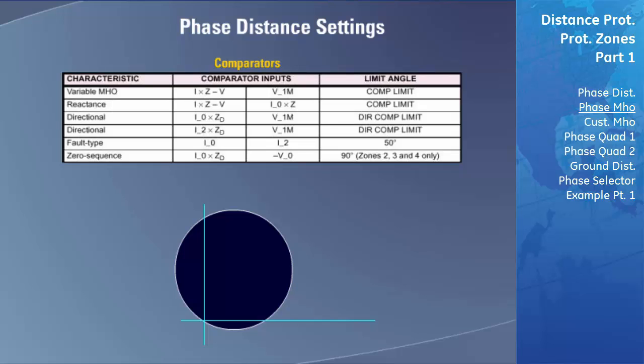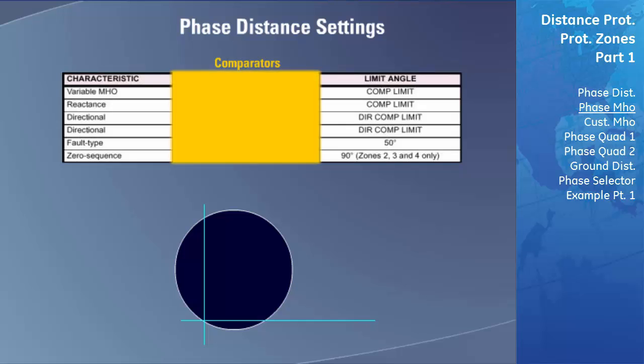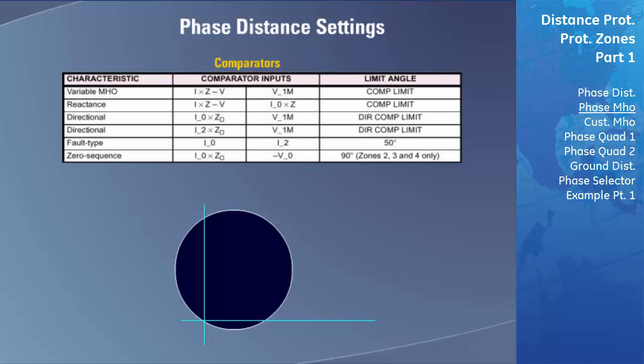The table shown here lists different characteristics of the MHO zone on the left, lists the inputs used by the characteristic to shape the MHO circle in the middle, and the settings that need to be entered into the relay by the user to customize that characteristic on the right. In the following section, we will discuss each of these comparators and demonstrate the effect these settings have on the shape of the MHO circle.